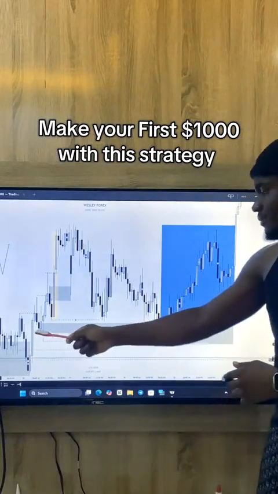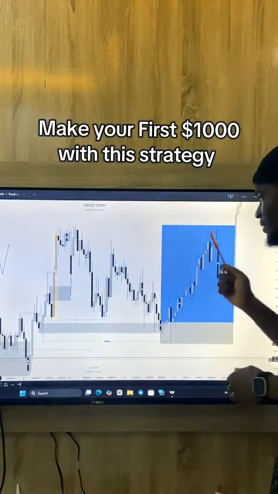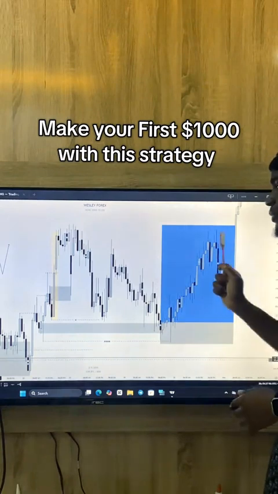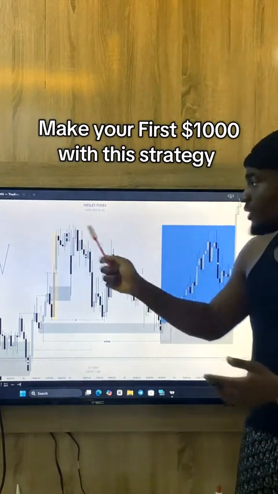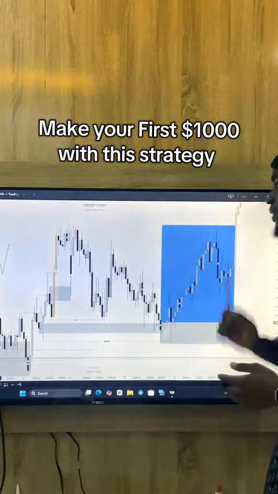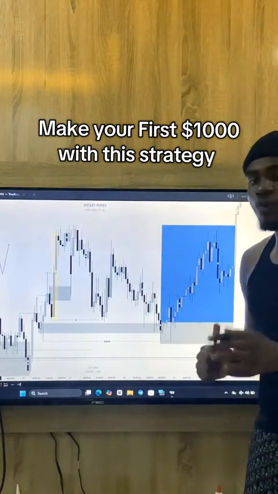So you can see price mitigated the order block, and then take profits. You can use the previously formed high, or definitely price is going to take out the major high. So I hope you learned from this.